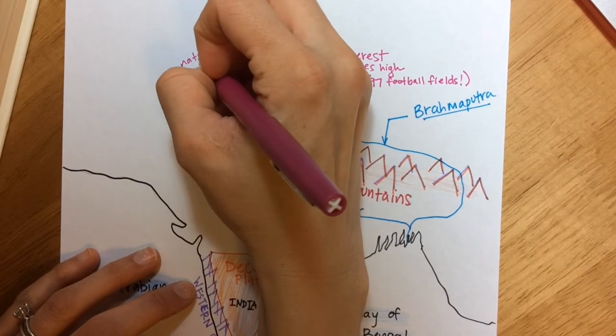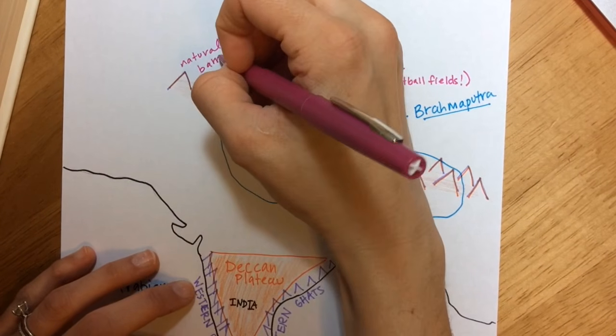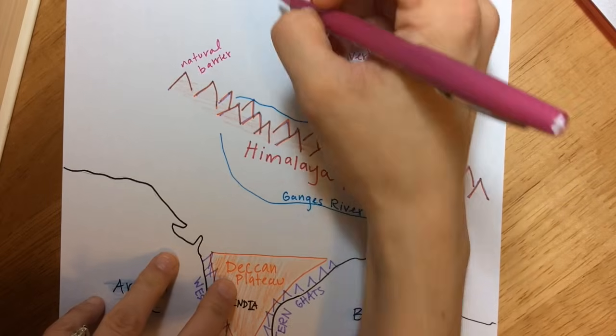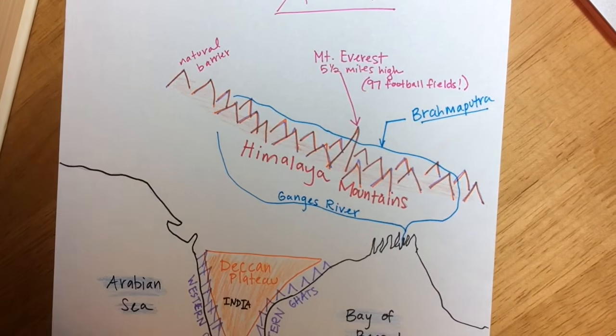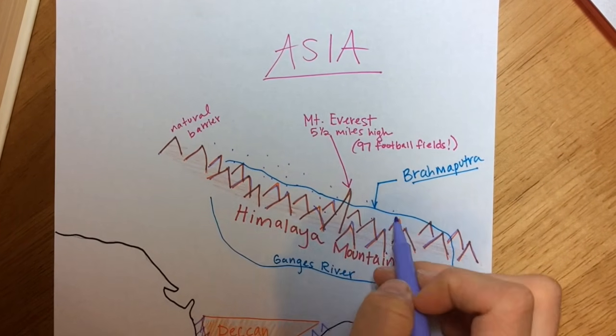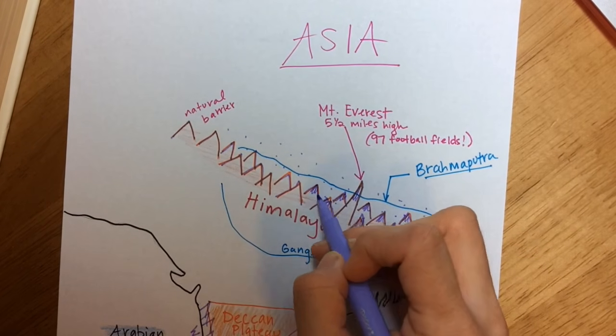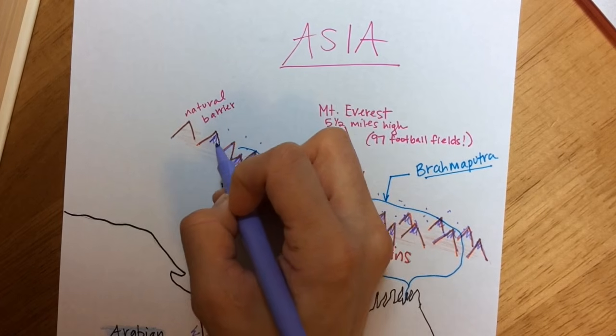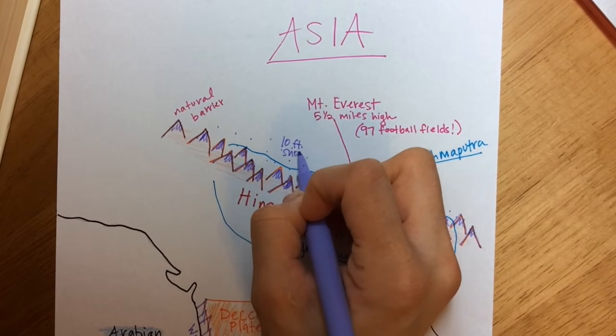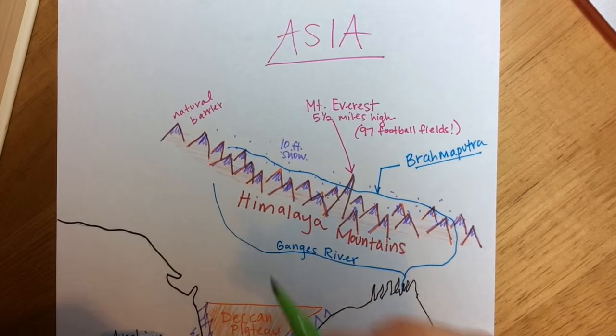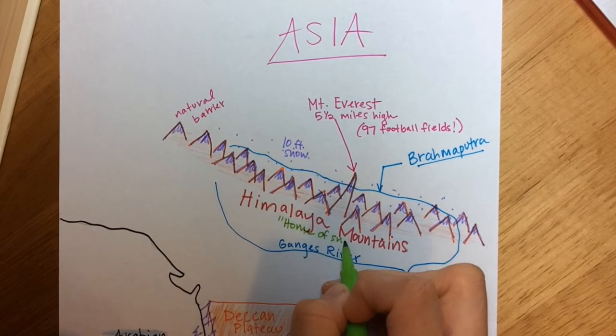Because of their height and location, the Himalayas form a natural barrier between the Indian subcontinent and most of the rest of Asia. Also, they can get up to 10 feet of snow in just one storm, which is why they are called the Himalayas, meaning home of snows. Water from glaciers in the Himalaya Mountains feeds northern India's major rivers.